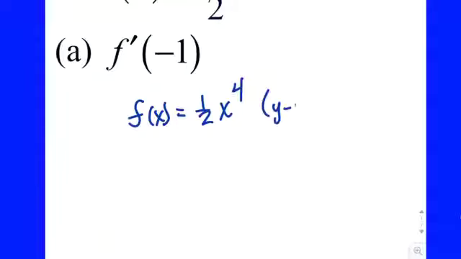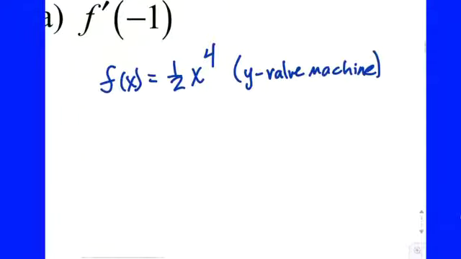This is going to be, graphically, your y value machine. If you think of a function as a machine, that's your y value machine. We've had that since algebra 2. Now we'll take the derivative of both sides and we get f prime of x. What would be the derivative of 1/2 x to the fourth? 4 times 1/2 to get our new x coefficient would be 2. And then we deplete the exponent by 1. So 2x cubed.